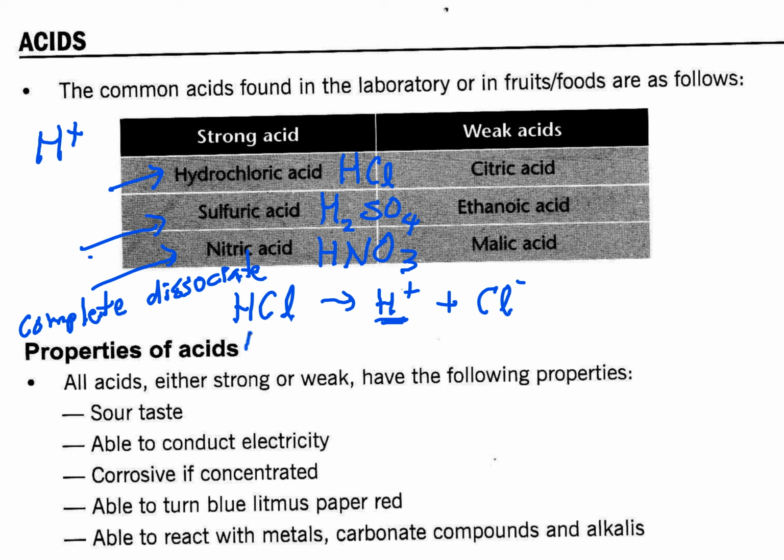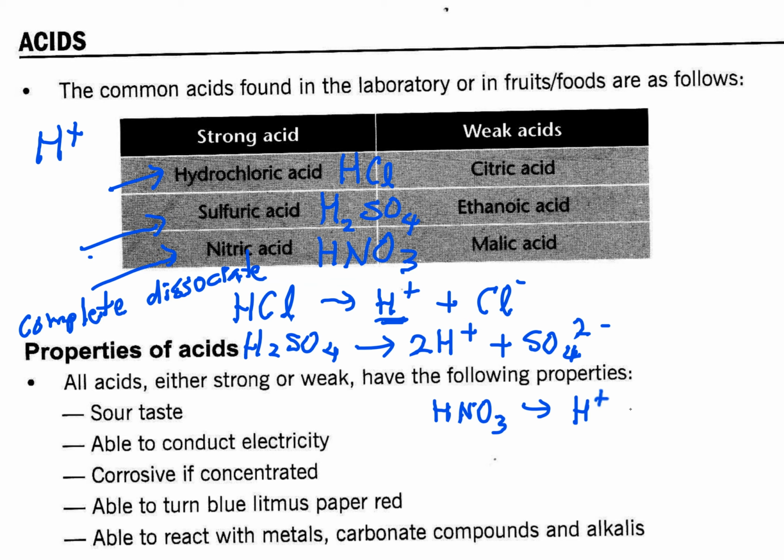Similarly, sulfuric acid will completely dissociate in water to give you many hydrogen ions that give rise to a very strong acid. And similarly, nitric acid will also dissociate completely to give you lots and lots of hydrogen ions, giving rise to very strong acid properties.